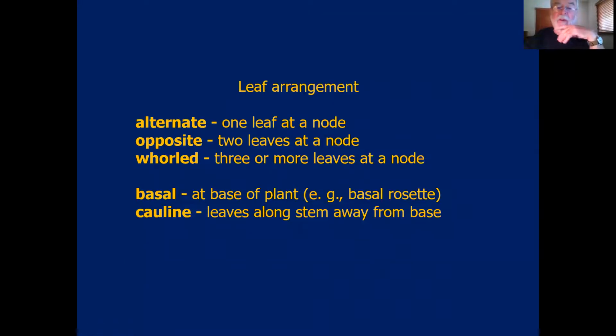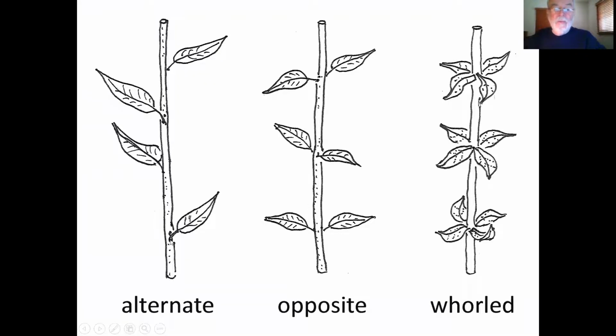Now, the leaf arrangement can be of different types. First of all, leaves can be alternate. Let me go to the illustration to show you. Leaves can be alternate when there's only one leaf at each node. They normally appear on different sides of the stem, around the stem like that, and we call the leaves alternate. Leaves are opposite when we have two leaves at each node, and leaves are whorled when we have more than two leaves at each node.